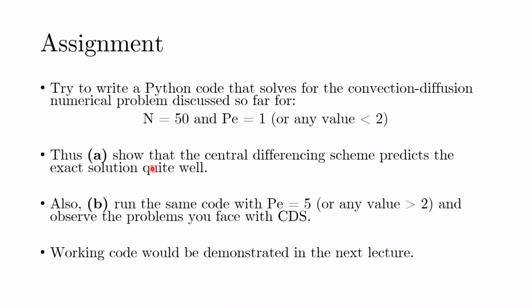With this first part, you can at least try to figure out that your code and the coding structure are right. You will see that the central differencing scheme is actually pretty good if the Peclet number is less than 2, and it matches very well with the exact solution. Then ramp up the Peclet number to any value greater than 2, and I want you to observe the problems that you face with the central differencing scheme. This is an assignment because I want you to actually try your hands on this problem, so that you can see what really happens during the code development phase.